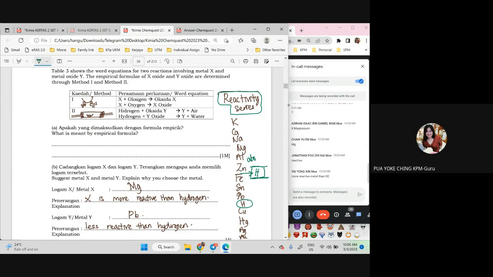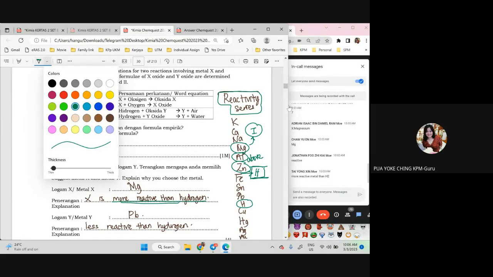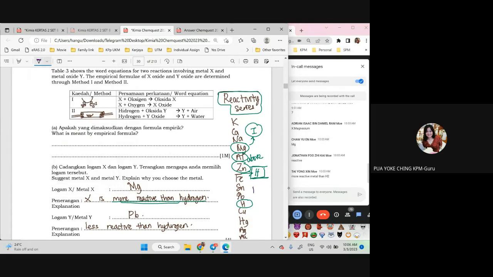Above hydrogen, which is the more reactive metal, zinc, aluminium, magnesium, is used method 1. That's why we say more reactive than hydrogen. It's above hydrogen in the reactivity series. So for the second one, which is below hydrogen, not this hydrogen, this is the electrochemical series hydrogen. We refer to this hydrogen, which is your Sn, Pb, Cu, which is below, is less reactive than hydrogen.